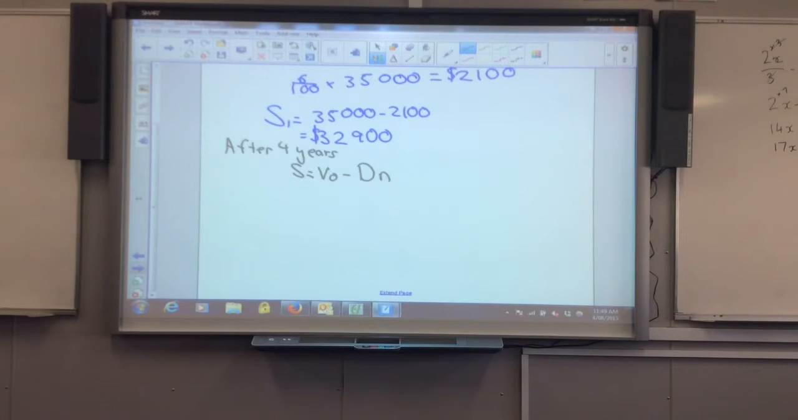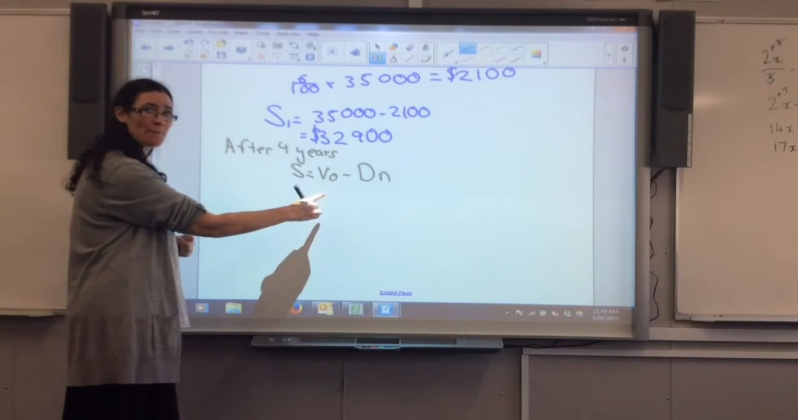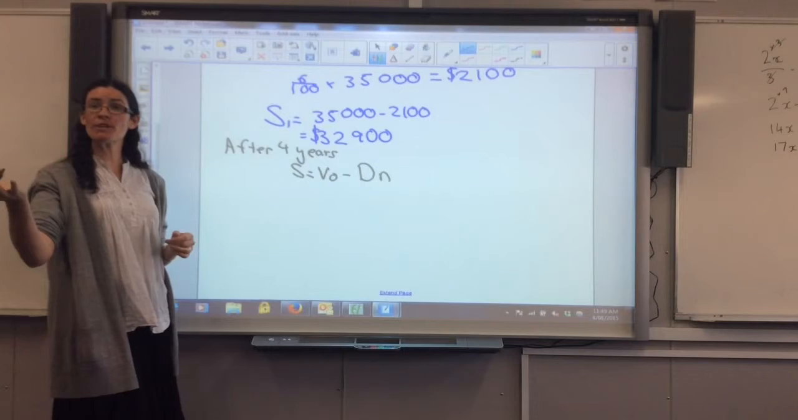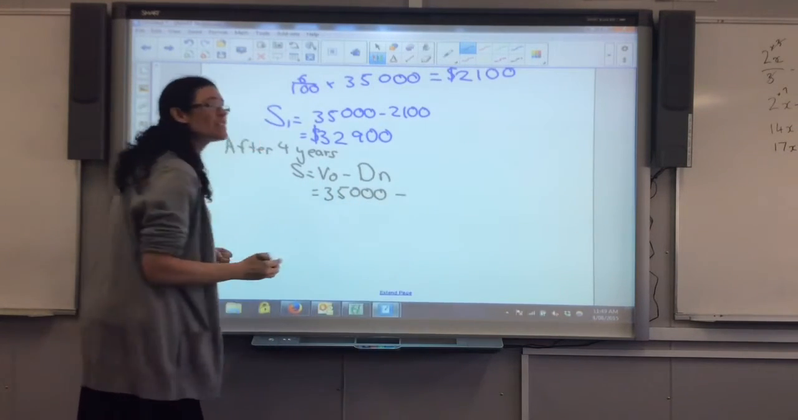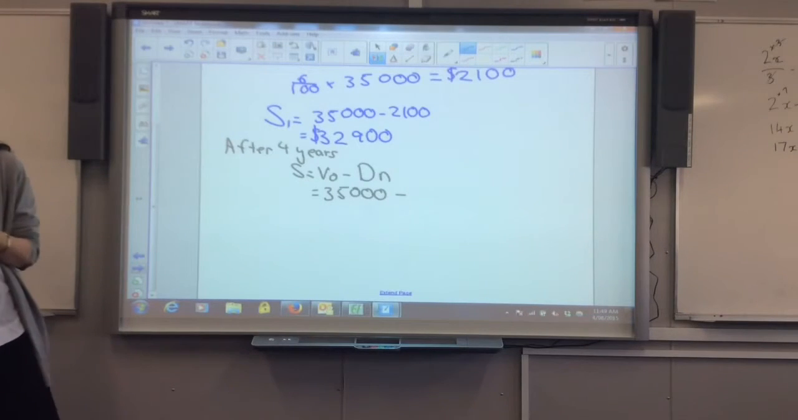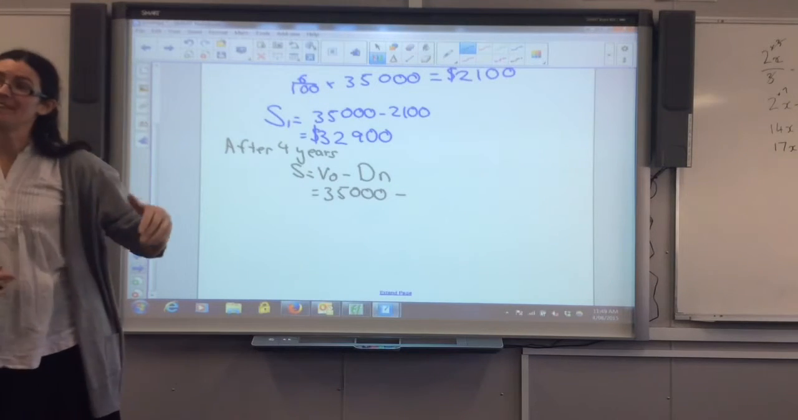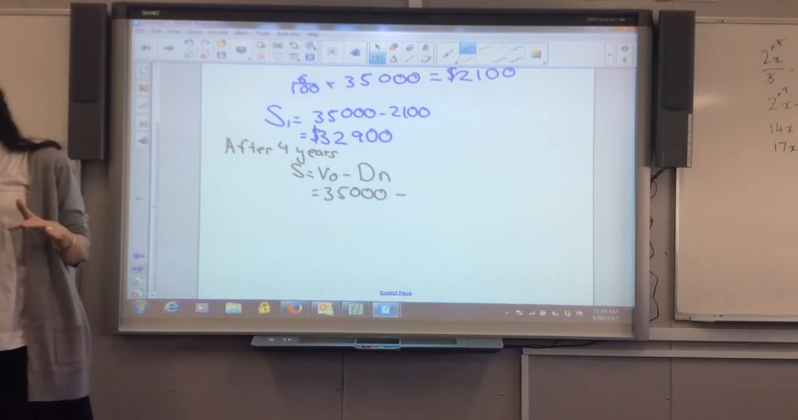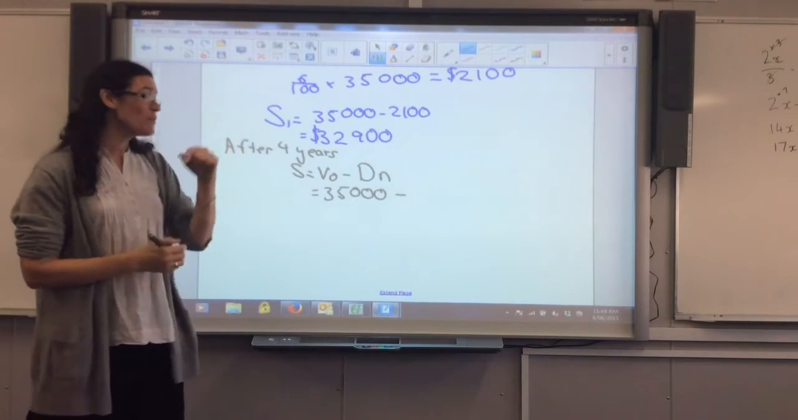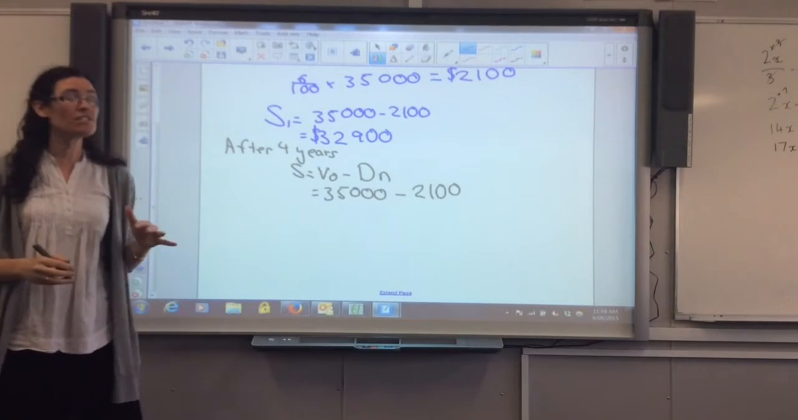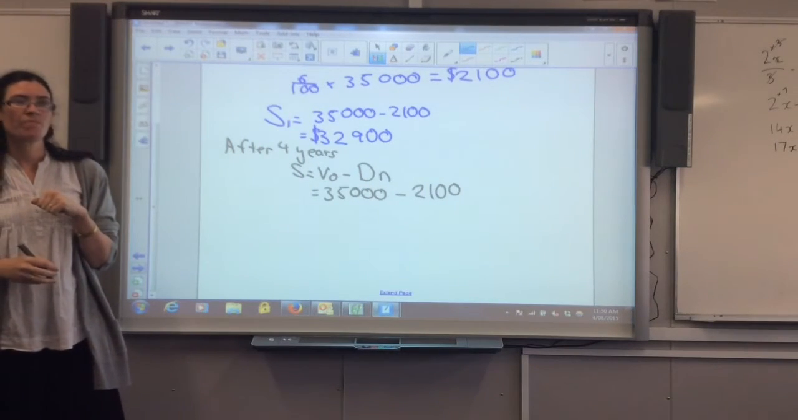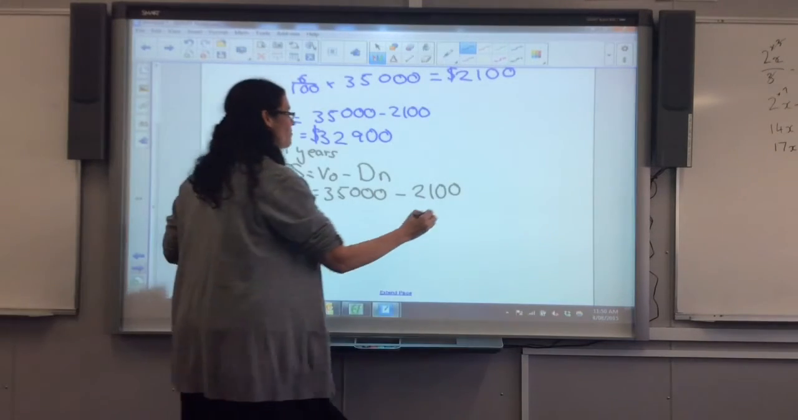Okay, so S equals V0 minus dn. What are these values? What is V0? The initial value, which was 35,000 for this question. It's depreciating the same every year, so D is going to be 2,100. We're assuming straight line depreciation. The question has to tell you that. And what's N? The number of years, which is 4.